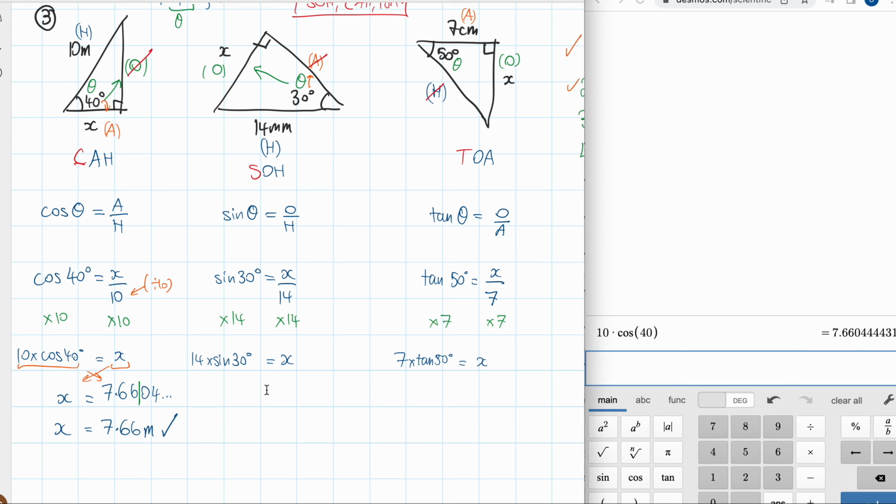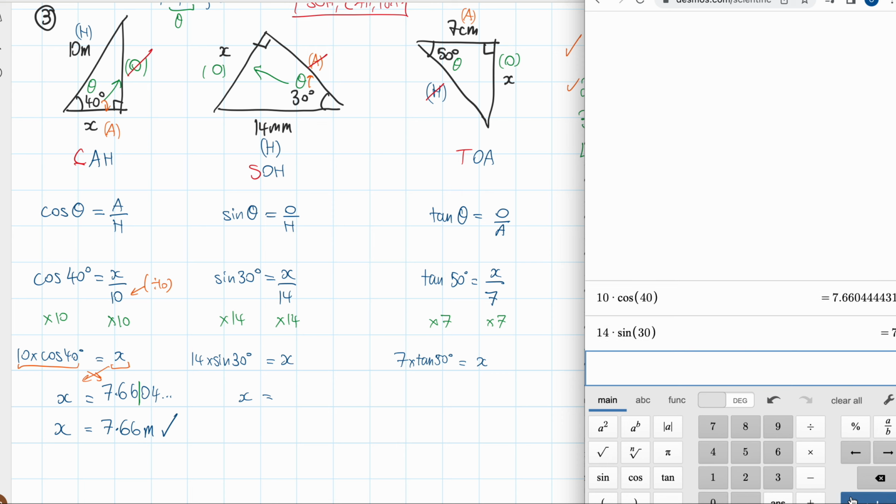So this one is x is equal to, and then we type in 14 times sine 30. 14 times by sine of 30. 7. That's a nice clean number. Now in this case here, I'm absolutely fine, even if it's to 2 decimal places. You could write 7.00, but you could just write 7 millimeters as well, as it's exact. Now, sine 30 is an interesting function. It's called an exact value, and it's 0.5, a very important value.